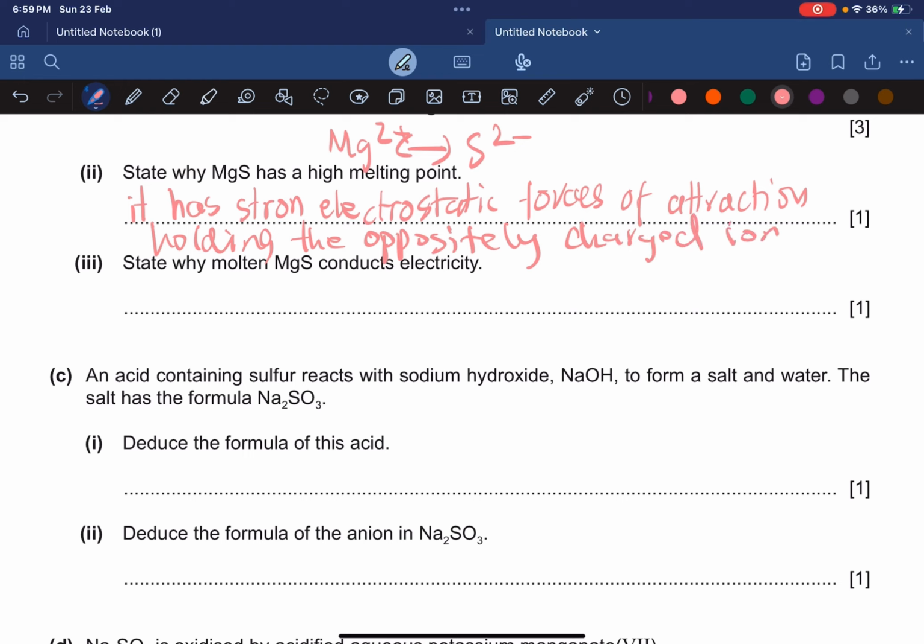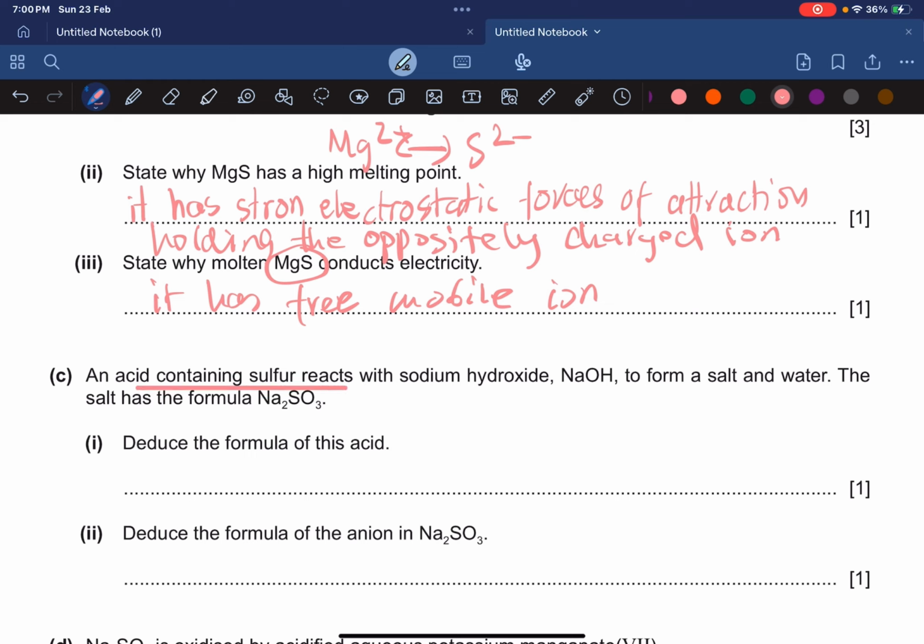Okay, state why molten MgS conducts electricity. Because it has free mobile ions. When it's solid, the ions are fixed, but when it's molten or dissolved in aqueous solution, the ions are able to move.